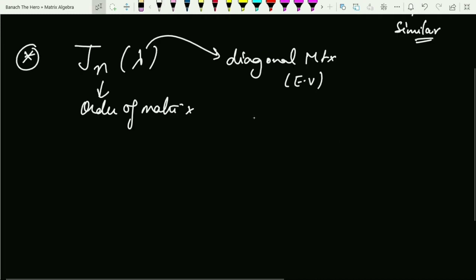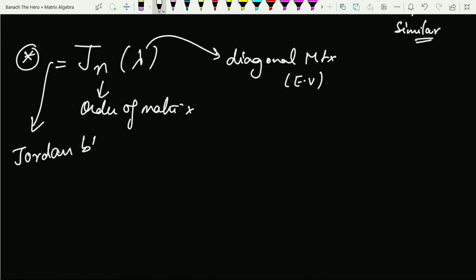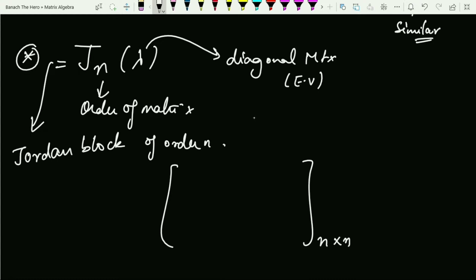Now if I say J_n(lambda), how can I make this Jordan block? This is nothing but a Jordan block of order n. How can I make this Jordan block of order n? n means the matrix will be of size n cross n, and all the diagonal entries will be lambda, right? And the super diagonal entries will be 1. Fine with this? The rest of the entries will be 0. So that is the Jordan block of order n.